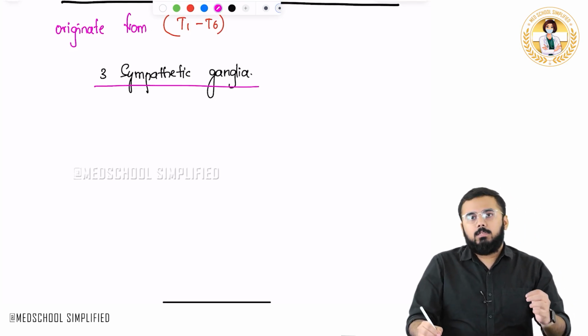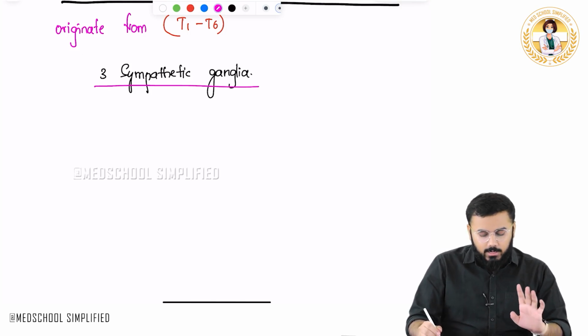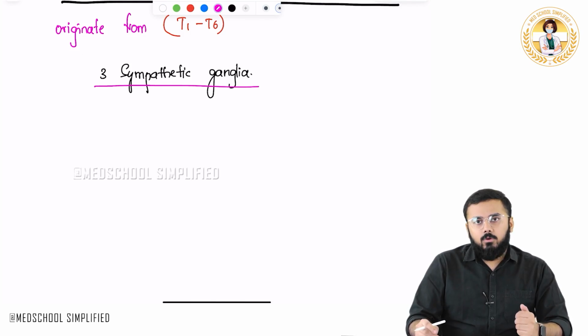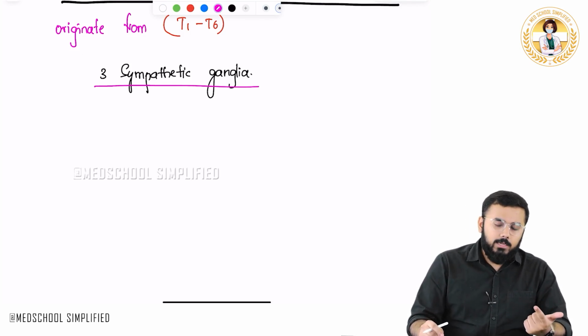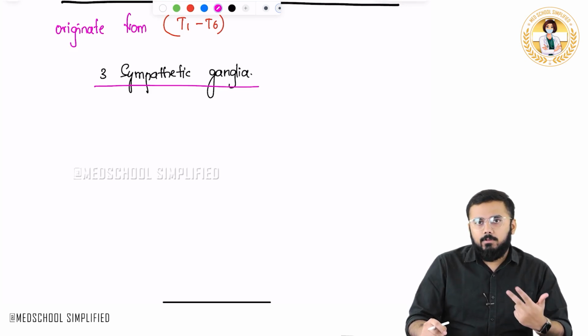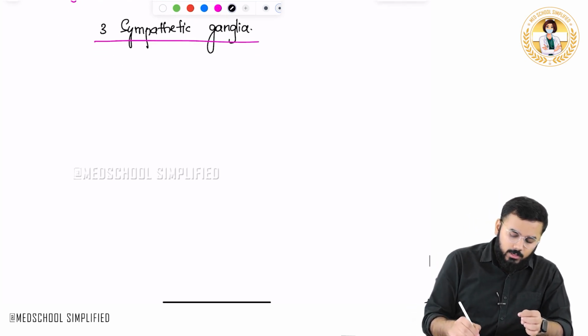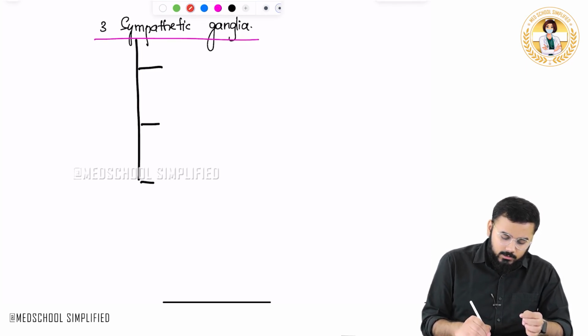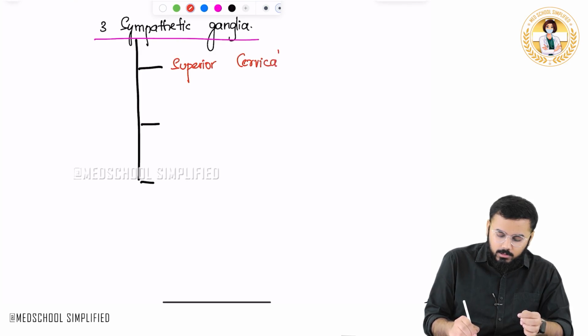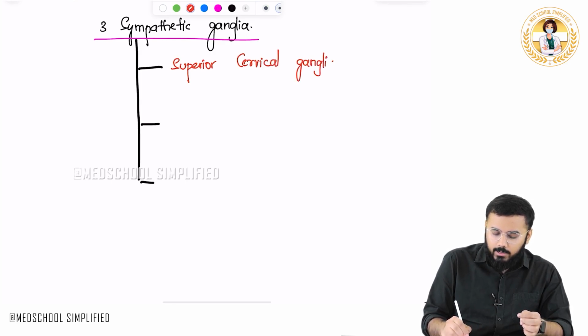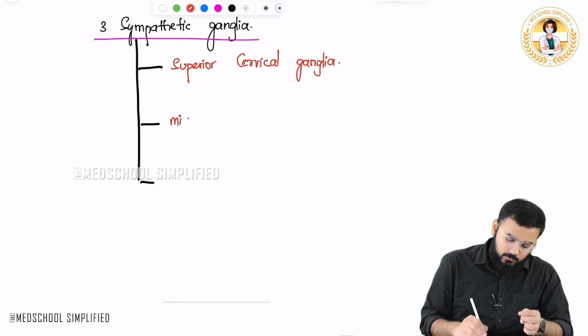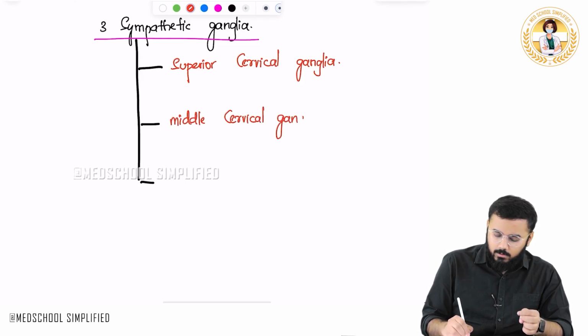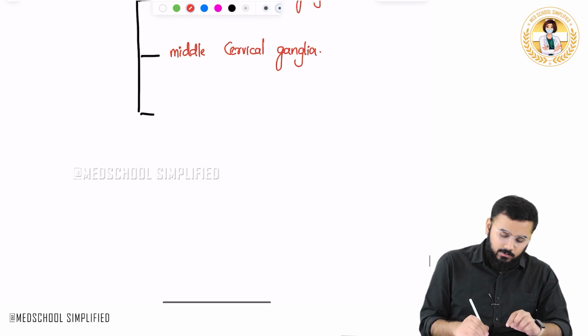All these sympathetic ganglia are present in the cervical region mostly. So one sympathetic ganglion you call the superior cervical ganglion. Next you have the middle cervical ganglion, and the third one is the inferior cervical ganglion. So here we have three important cervical ganglia. One is called the superior cervical ganglion. The second one is called the middle cervical ganglion, and the third one is called the inferior cervical ganglion.